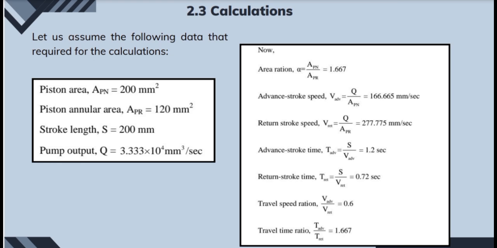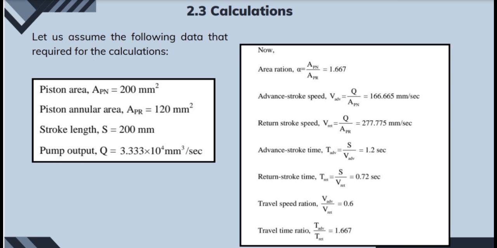For advanced stroke time, TADV is equals to S over VADV. S is equals to 200 millimeter and then VADV is equals to 166.665 millimeters second. Siya si advanced stroke speed. Pag tig-divide mo siya si 200 mm sa 166.665, ang equal niya is 1.2 second.